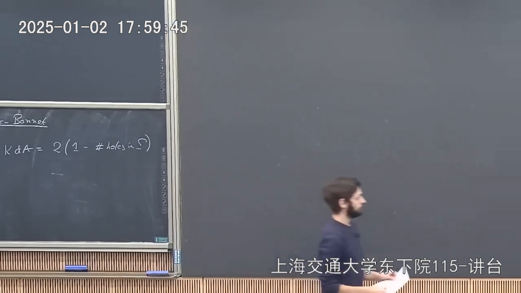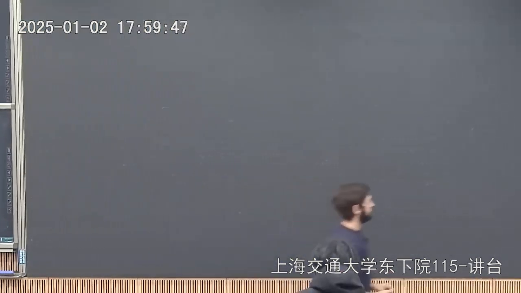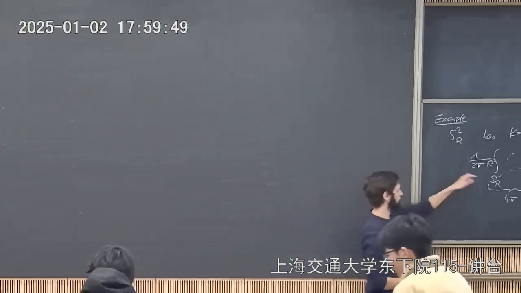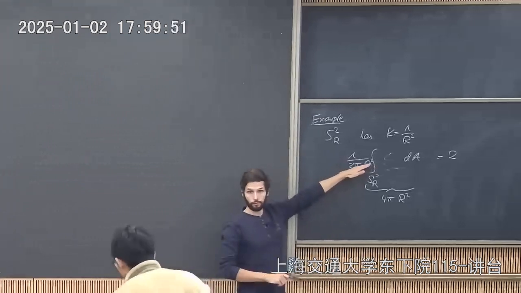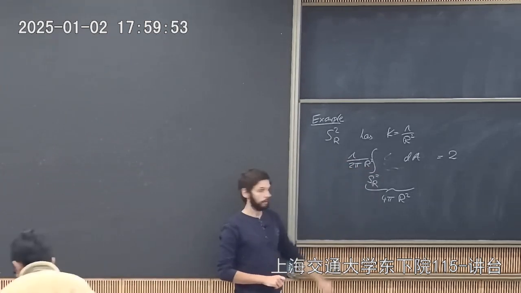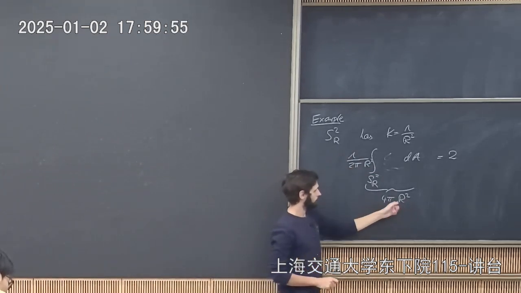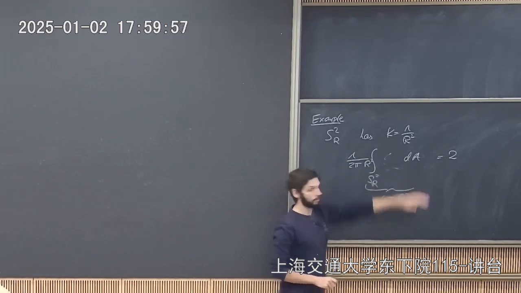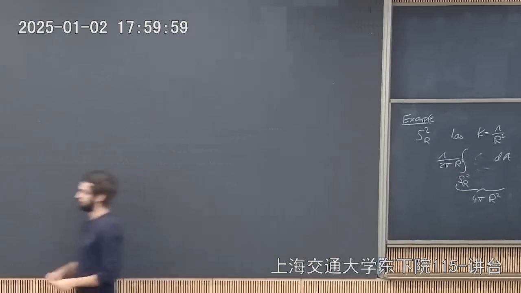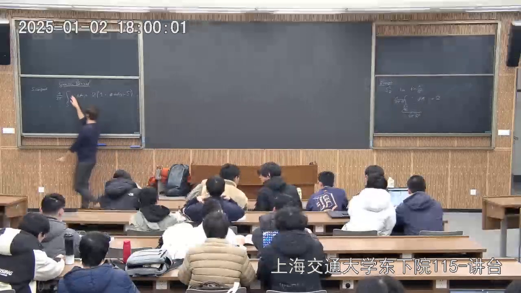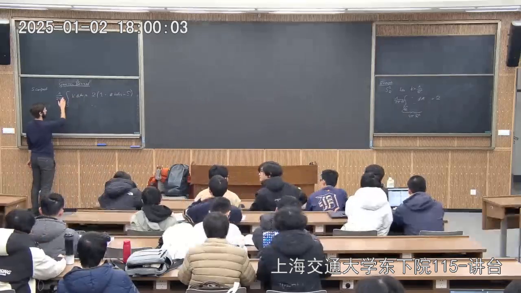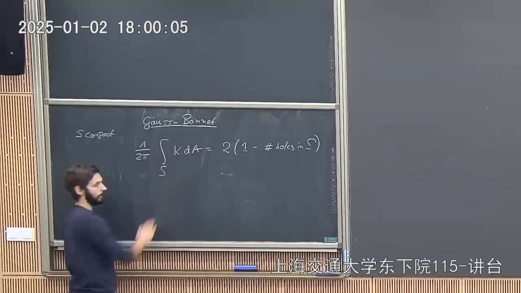So that's an example. And maybe this calculation convinces you why we need this factor of 2 pi in front to normalize it, because in the first approximation, where you have constant Gaussian curvature, you bring that out, and then you get something that is like the area.